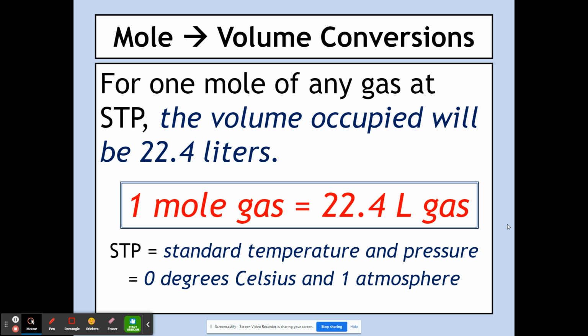And we're going to talk about standard temperature and pressure, which means at 0 degrees Celsius, that's the temperature, and then at 1 atmosphere of pressure. I do want to show you this equality can now be written as 1 mole over 22.4 liters, or 22.4 liters over 1 mole. And for our one-step problems, those are the two that we're going to choose from.